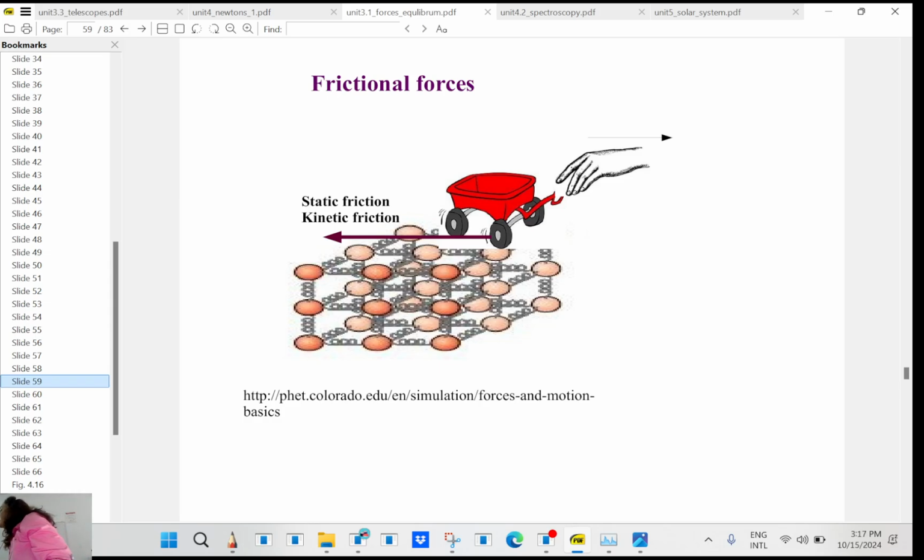For example, if I want to move that desk, I push with one pound. Is it moving? No, it's going to push back with 1 pound. That will be static friction. Then I push harder with 2 pounds. Is it moving? No. So that means static friction is 2 pounds. I keep pushing until I reach the maximum static friction, and then it starts to move, and then I have kinetic friction. I think I already showed you that.